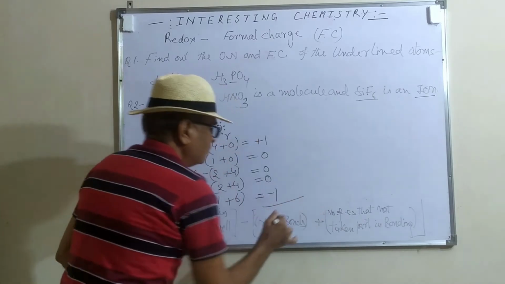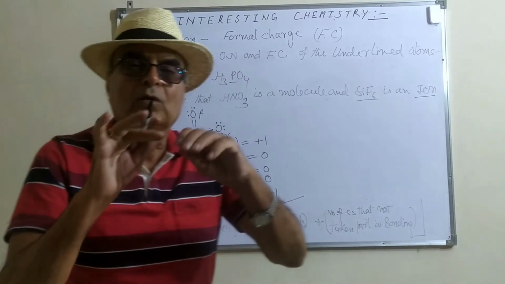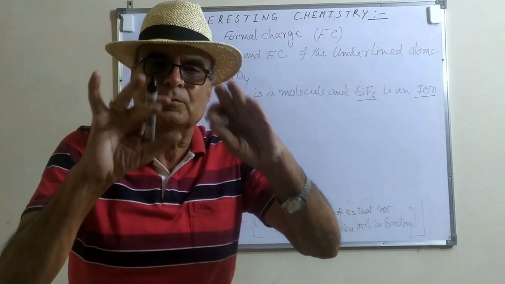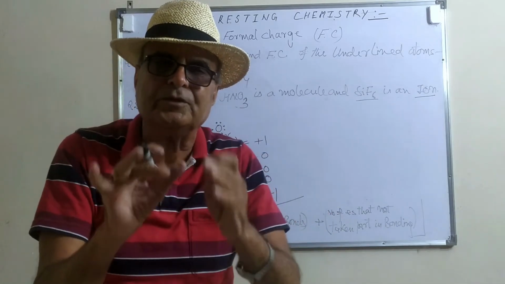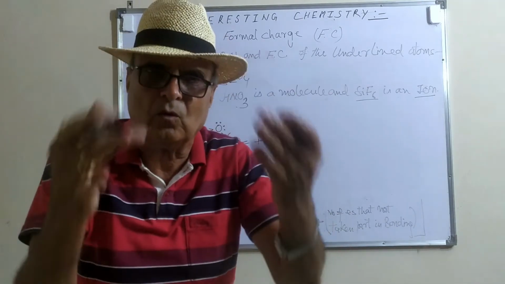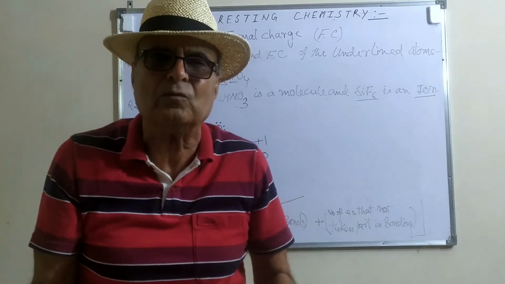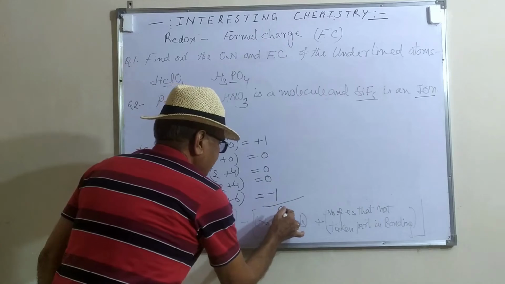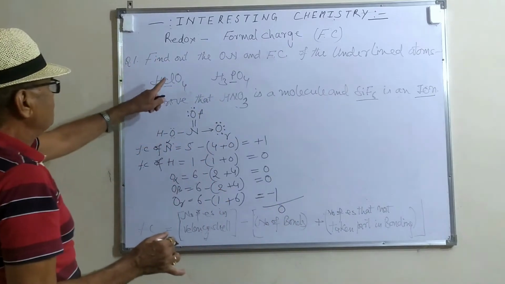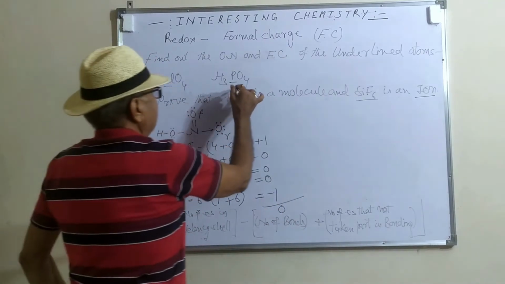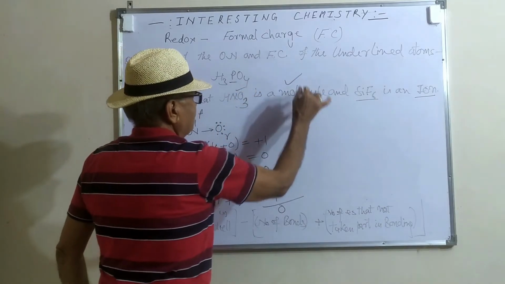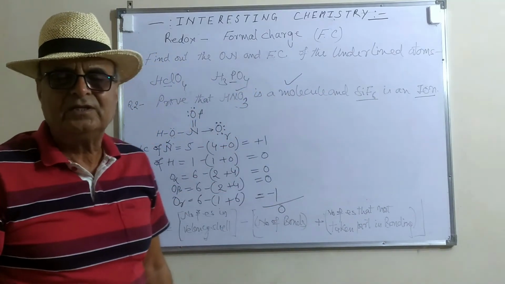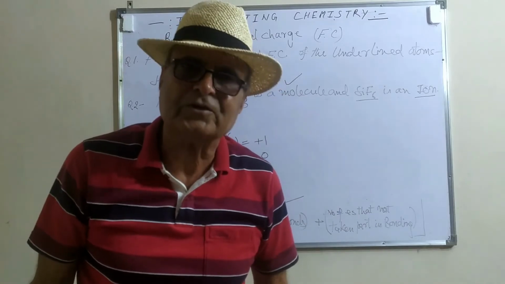Now find the total of the formal charge of all atoms that are found in HNO3. That is 0. So HNO3 is a molecule.